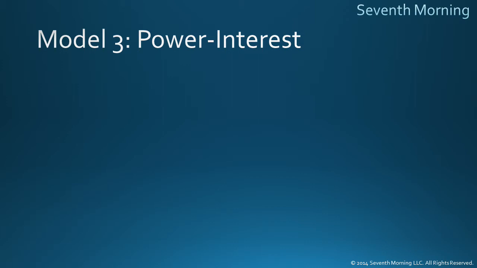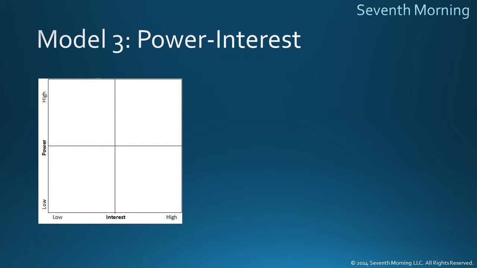Okay, anyway, with power interest, we typically draw a 4-quadrant box like this. Okay, and going from bottom to top, we have the power dimension. How much power and influence does the stakeholder have, either in your organization or in your project? And then, going from left to right, we have the interest dimension. How much interest the stakeholder has in your outcome.